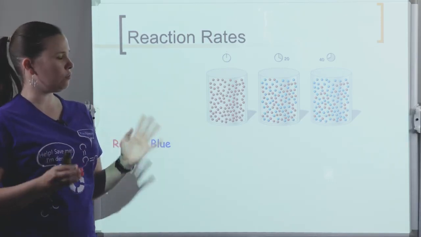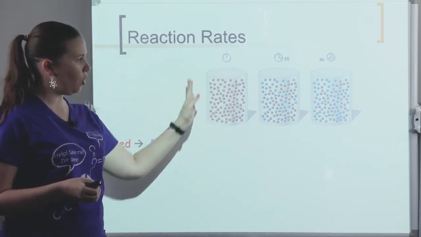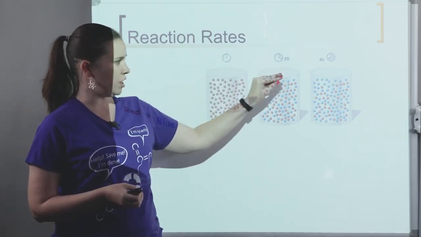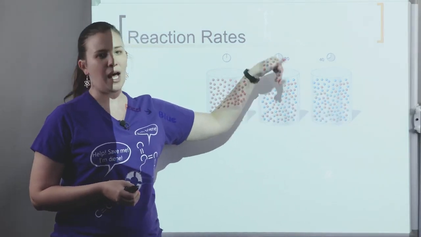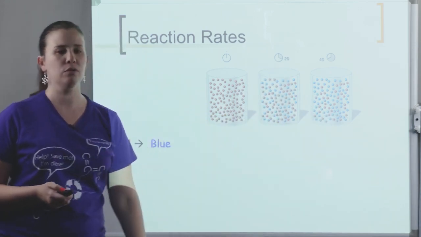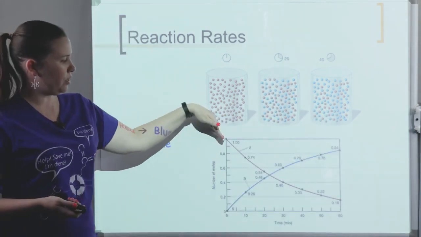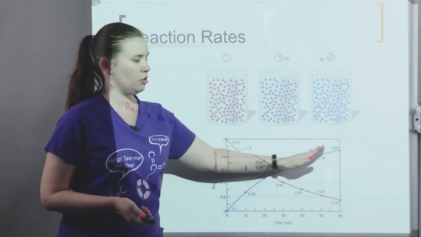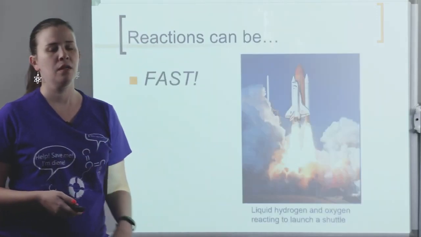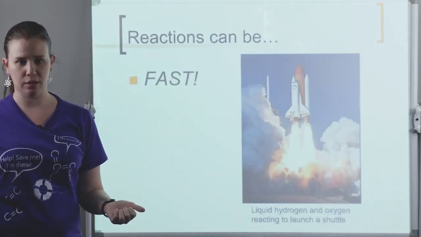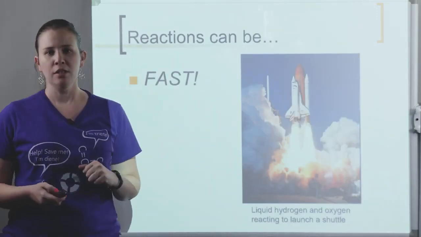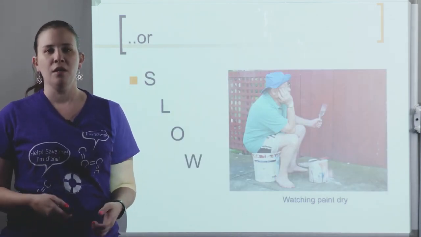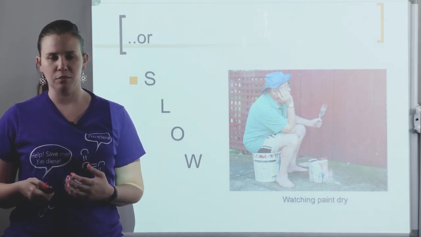So this is kind of a picture representation of red being all reactants, and then the blue would be the products. So as the reactants are used up, we see less and less of them, and then as we're making products, we see more and more of those. We can actually graph this, showing a decreasing concentration of the reactants and an increasing concentration of the products. Some reactions occur really quickly, like a rocket ship launching. Some reactions occur really slowly, like watching paint dry. And then, of course, there's reactions that are everywhere in between.